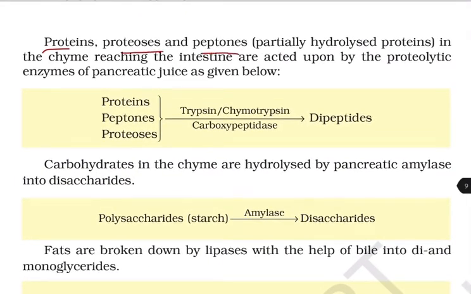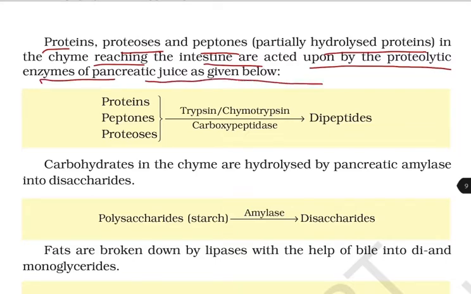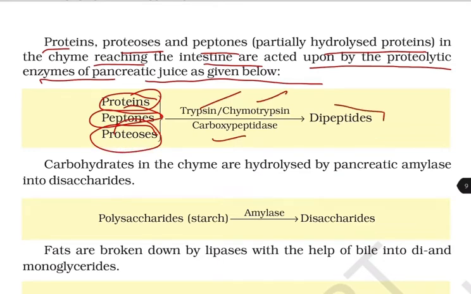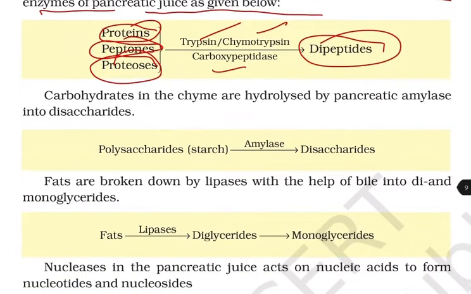Proteins, proteoses, and peptones, partially hydrolyzed proteins in the chyme reaching the intestine, are acted upon by the proteolytic enzymes of the pancreatic juice as given below. That is, proteins, peptones, and proteoses in the presence of trypsin, chymotrypsin, and carboxypeptidases are converted into dipeptides.